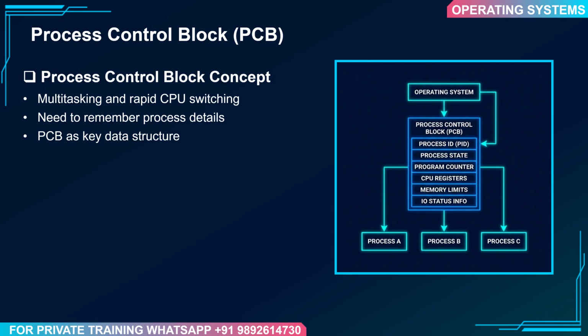In the previous topics, you have already understood what a process is and how it moves through different states like new, ready, running, waiting, and terminated. Now, an important question naturally comes up. How does the operating system remember everything about each process when it switches between them? The answer lies in a very important data structure called the process control block, commonly known as PCB.